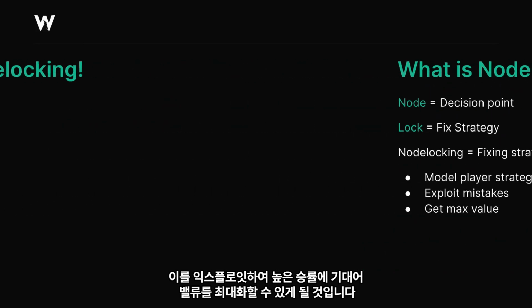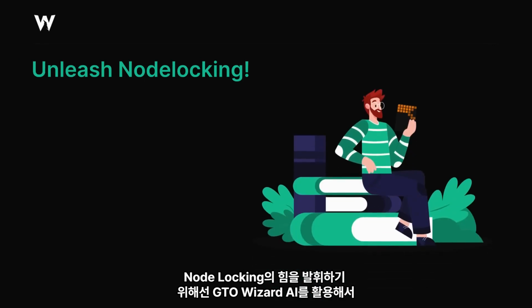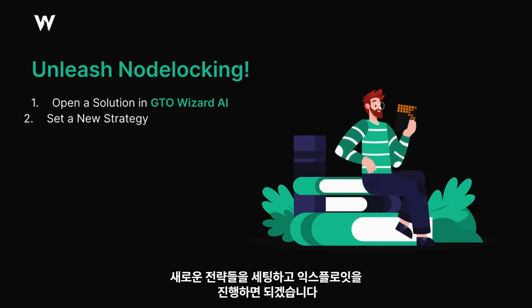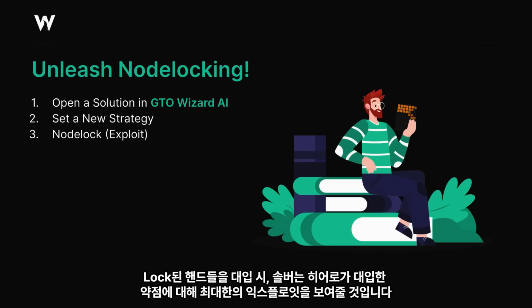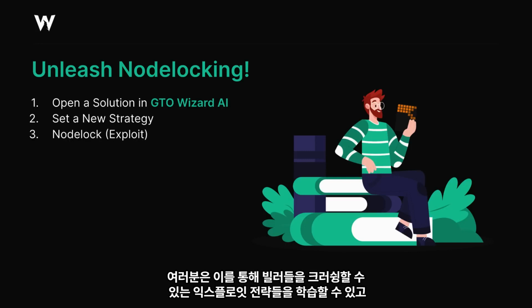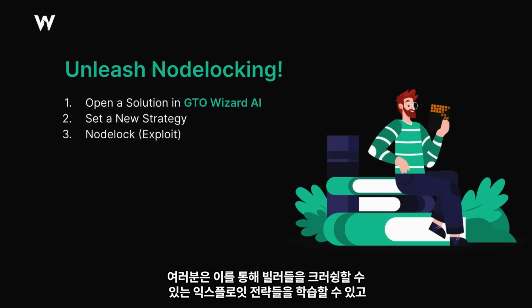best win rate possible. To unleash the power of node locking, all you need to do is open a solution with WizardAi, set some new strategy, and node lock it. This will force those locked hands to play how you tell them to play, allowing the solver to maximally exploit whatever mistakes you've plugged in. You can use this to learn exploitative tactics to crush your competition.